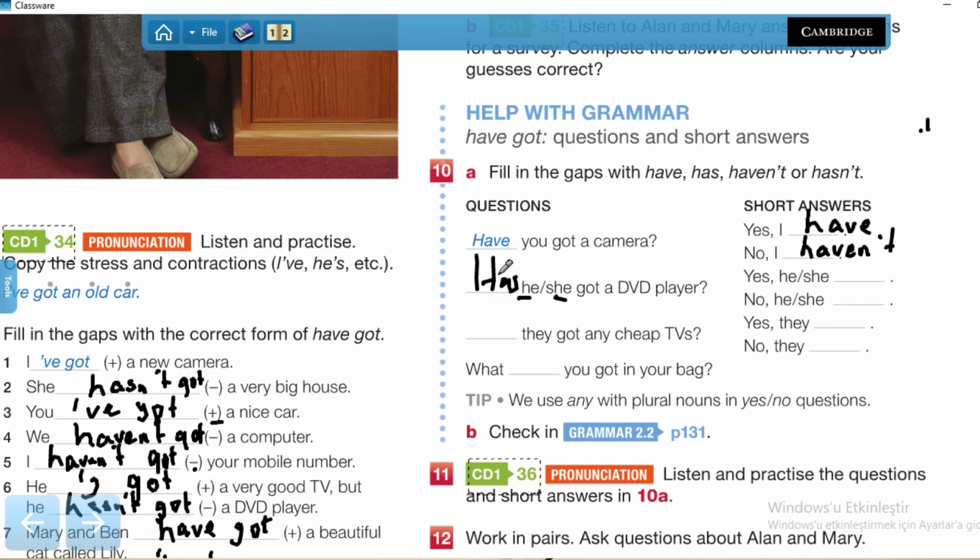And he, she. Has he? Has Alan? Has Mary? Has she got a DVD player? Yes, she has. Has Alan? Has he got a DVD player? No, he hasn't. And the subject pronoun here is plural. So we don't use has, we use have. Have they got any cheap TVs? Yes, they have. This is the positive form. Or no, they haven't.